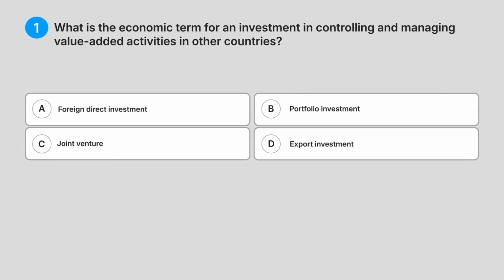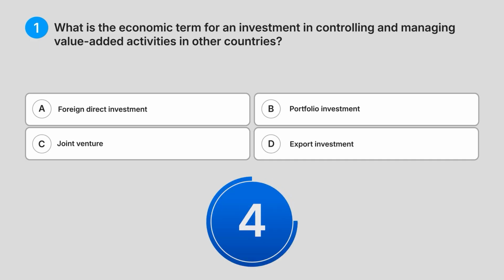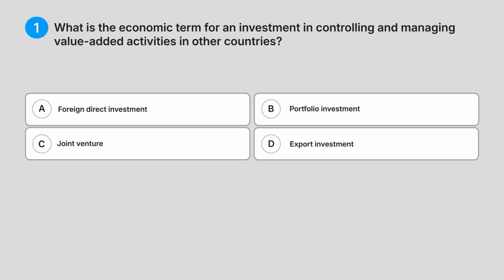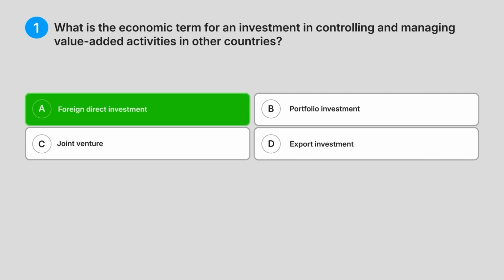1. What is the economic term for an investment in controlling and managing value-added activities in other countries? A. Foreign direct investment. B. Portfolio investment. C. Joint venture. D. Export investment. Can you guess the answer? Correct answer, A. Foreign direct investment.